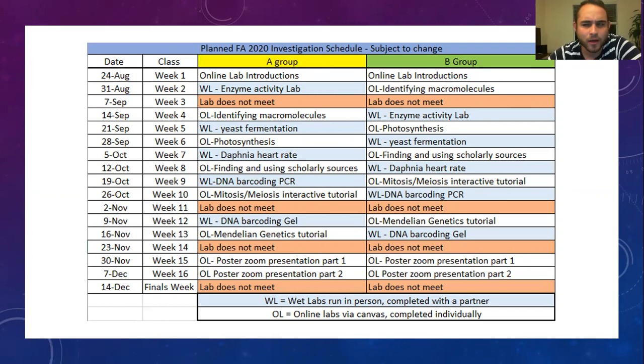Don't worry about it. We're going to talk a little bit more on the following slides when I talk about classroom dynamics, what to expect, what the quizzes are about, what's the difference between online and wet lab, whatever. Don't worry about that. For now, just know the schedule: group A or group B, depending on what group I assigned you to. You will have online or wet lab activities depending on the group you're assigned.